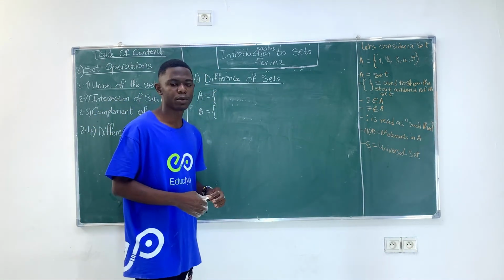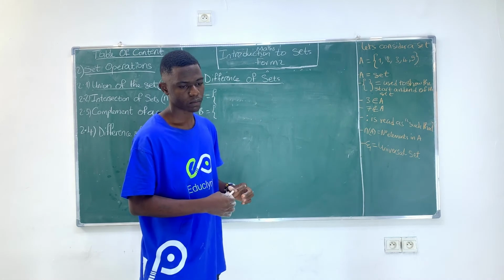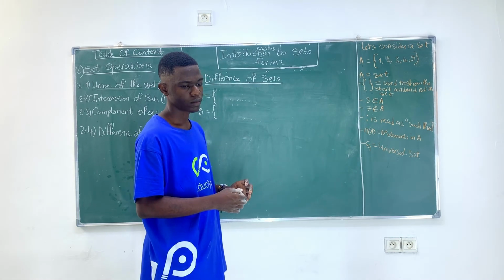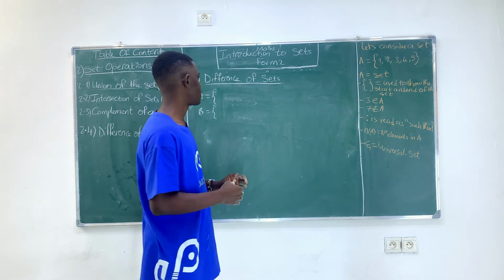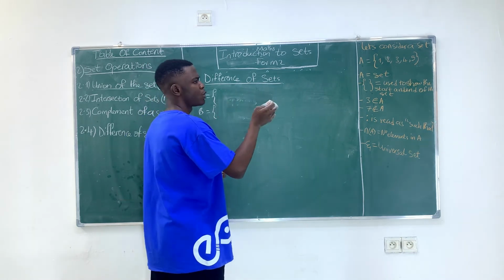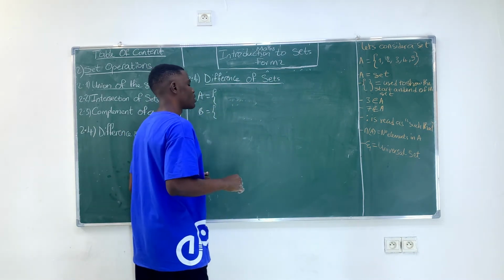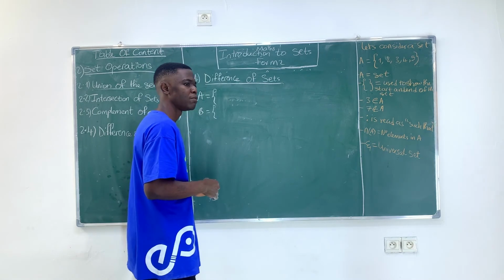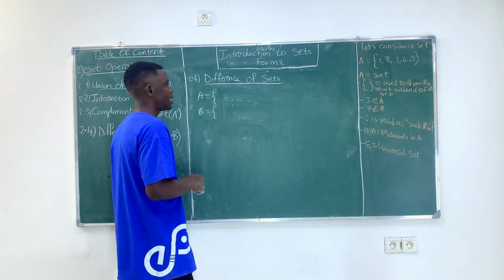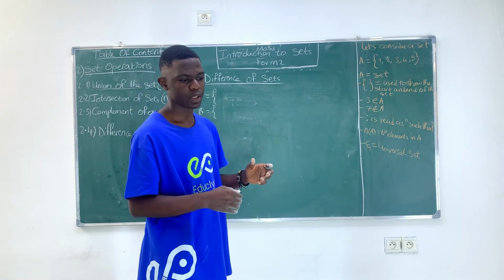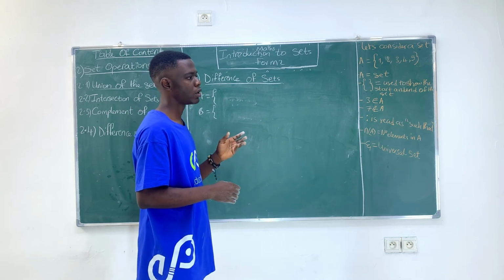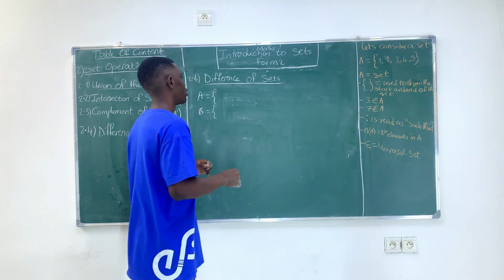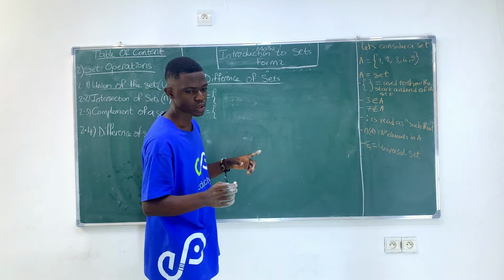A is equal to multiples of 3 from 1 to 20. That is the descriptive method of showing the set. But let me just show it with the normal method, the listing method. Multiples of 3 from 1 to 20.